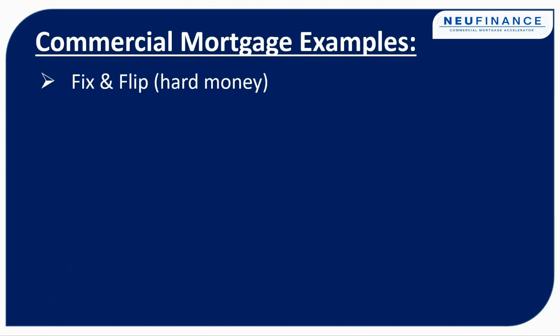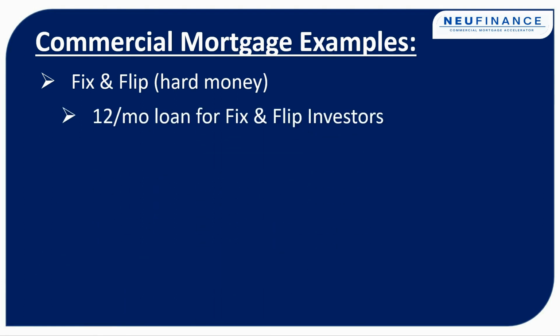Now, let's just talk about a few examples of what a commercial mortgage loan might look like. Well, the first example would be a fix and flip loan. These are called hard money loans in general. It's a 12-month interest only loan for someone to buy an investment property, rehab it, and sell it. And it's a very short term loan because it's expected that the borrower would sell the property within just a few months, 3 to 6 to 12 months.